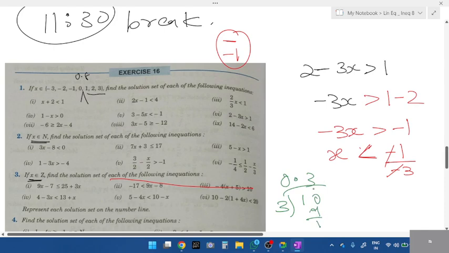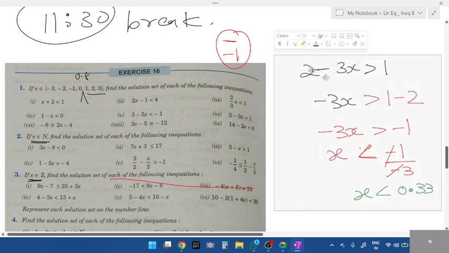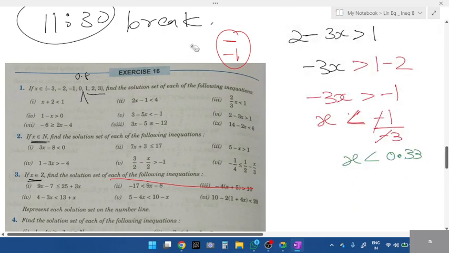3 3s are 9. Then again is 0. So what's the value we are getting? 0.33. Which side is the arrow facing towards? Left hand side or right hand side? Left hand. Arrow is traveling towards left hand. Where does 0.3 lie, students? 0.3 lies between?